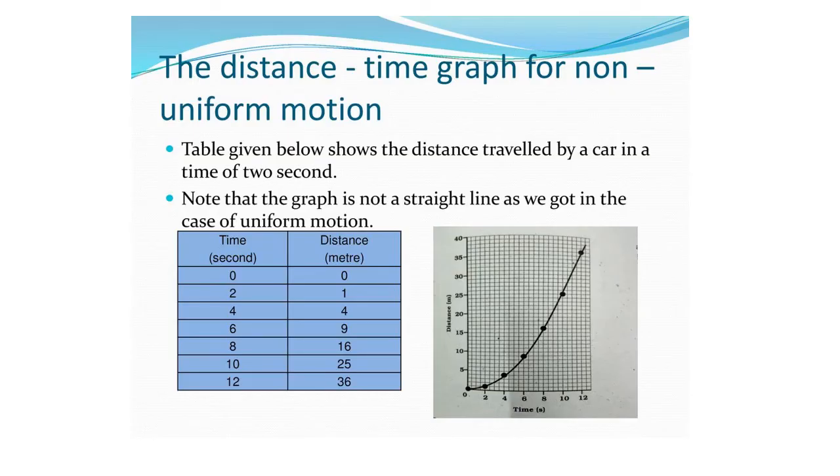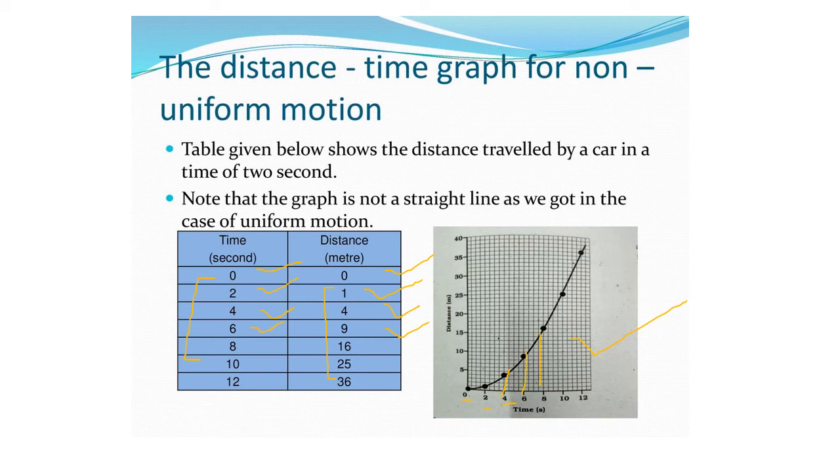Here is one example. You can see in 0 seconds, 0 distance was traveled. In 2 seconds, 1 meter was traveled. In 4 seconds, 4 meter was traveled. In 6 seconds, 9 meter was traveled. So even though the time is in equal intervals, the distance is not equal. That is why it is called non-uniform motion. And in this way you can see this graph plotted according to 0, 0, in 2 only 1, in 4 only 4, then in 6, 9. Can you see this one?